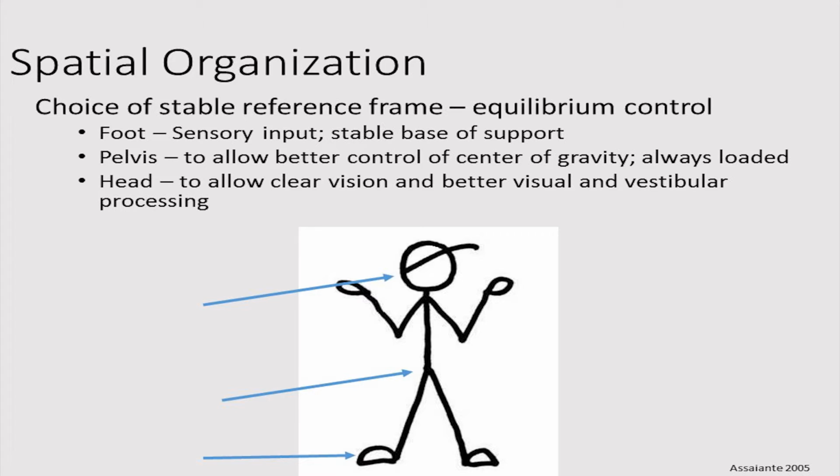So it could be the foot. We get a lot of sensory input from the ground and through joint receptors at the foot, which provides a nice stable base of support as long as it's in good alignment.